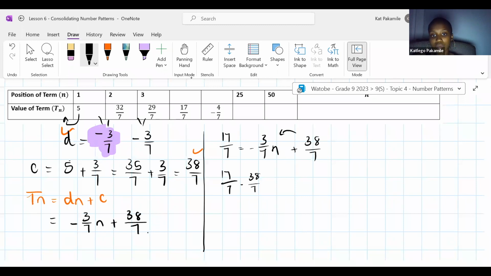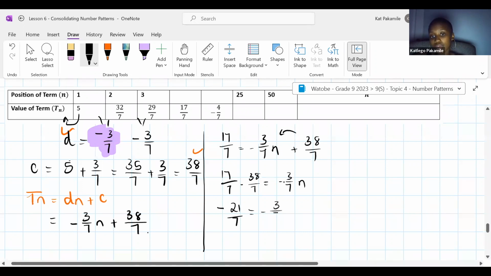And over 7 equals negative 3 over 7n. And this is going to give us how much? Negative, is it 21? Yes, to me, hoping that it's 21. 17 minus 38. Chelsea, do you have a question or are you finishing this off with me? Hi, Chelsea. Hello. I think it's minus 3. Minus 3.